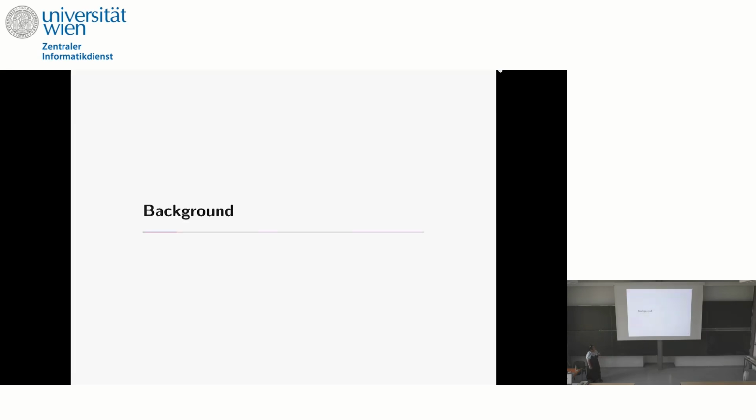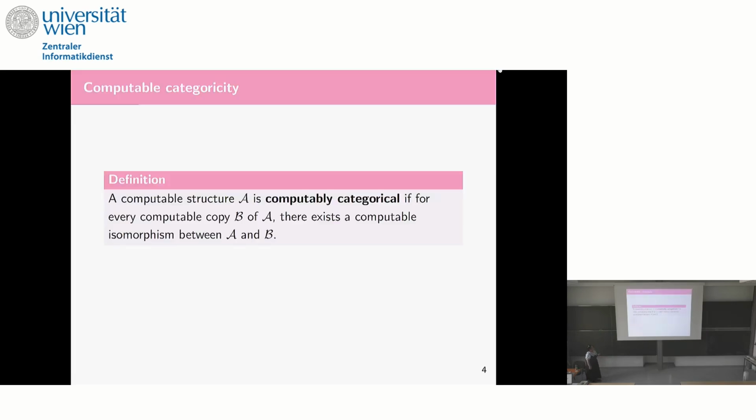Okay, so let's start with some background. In computable structure theory, we had some nice lectures last week. The notion of computably categorical was mentioned last week. For this talk, I'm going to assume every structure I'm talking about is computable. So I say that a computable structure A is computably categorical if for every computable copy B of A, you can find a computable isomorphism between A and B.